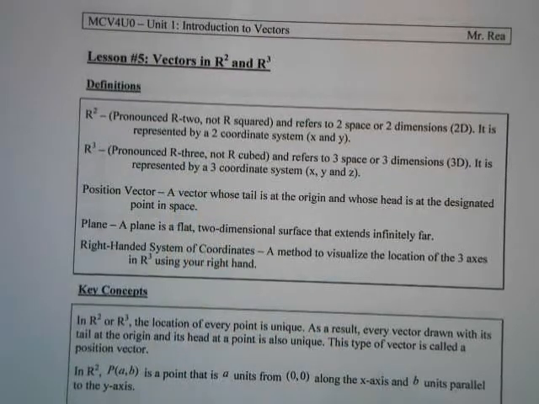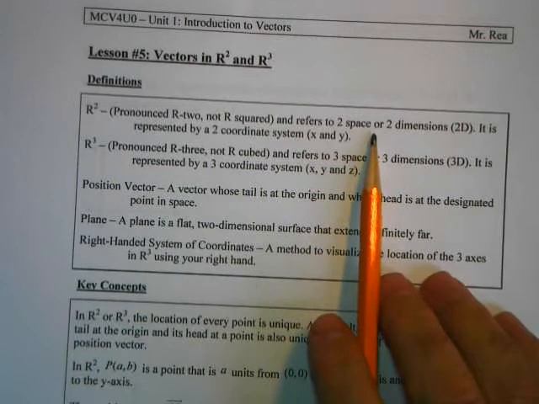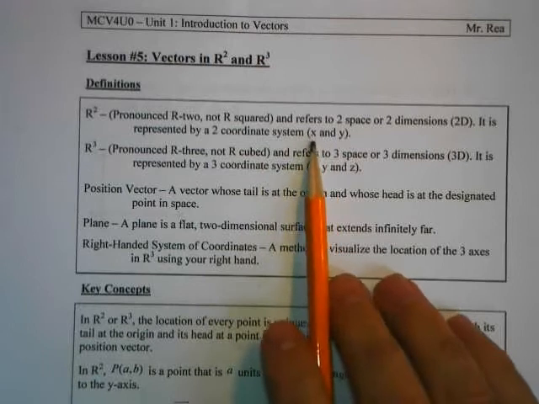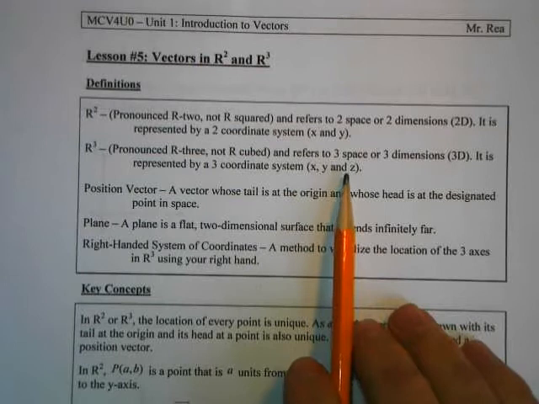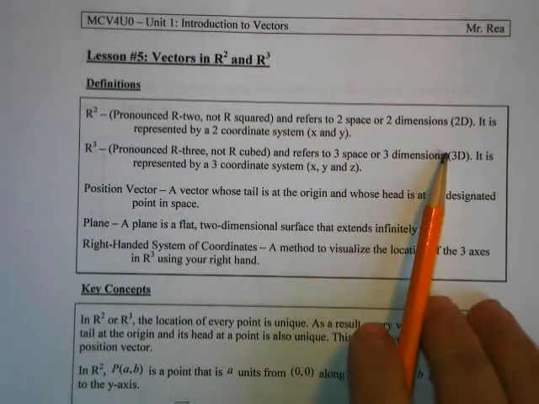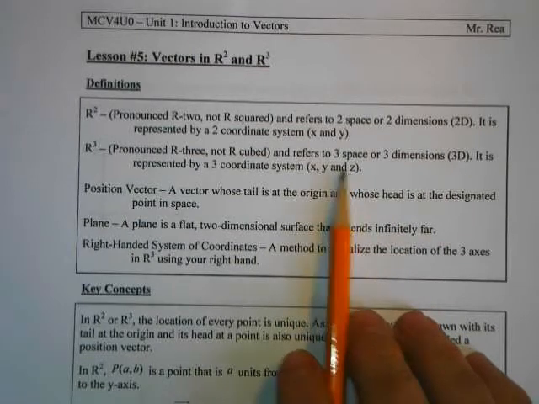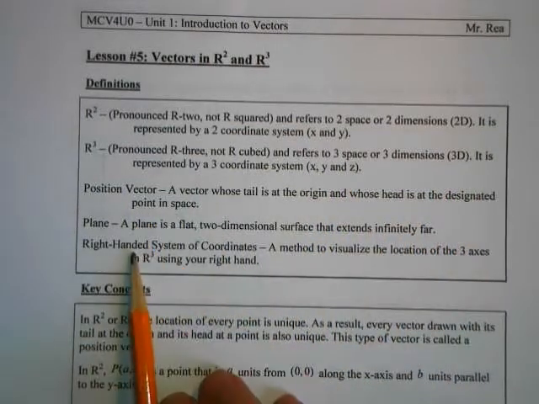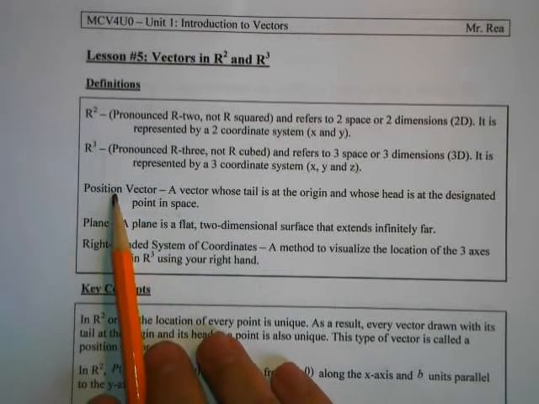So R2 refers to 2 space, or 2 dimensions, and is represented by a 2-coordinate system, typically X and Y. And R3 extends that into 3 space, or 3 dimensions, and we add an extra coordinate, the Z coordinate, to depict that 3 dimensions. Okay, a couple other important definitions here. This is the most important.